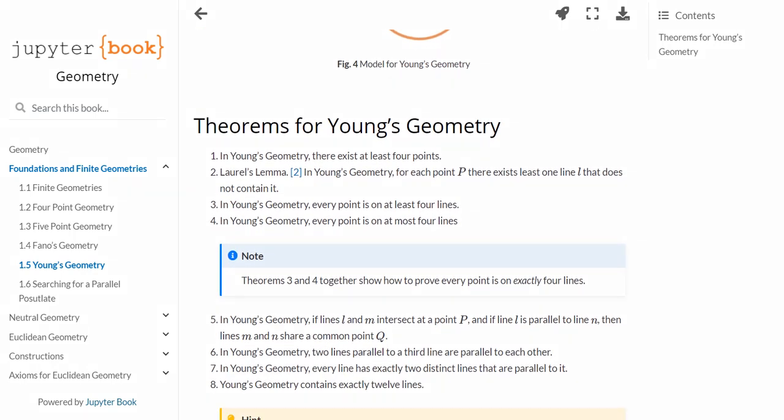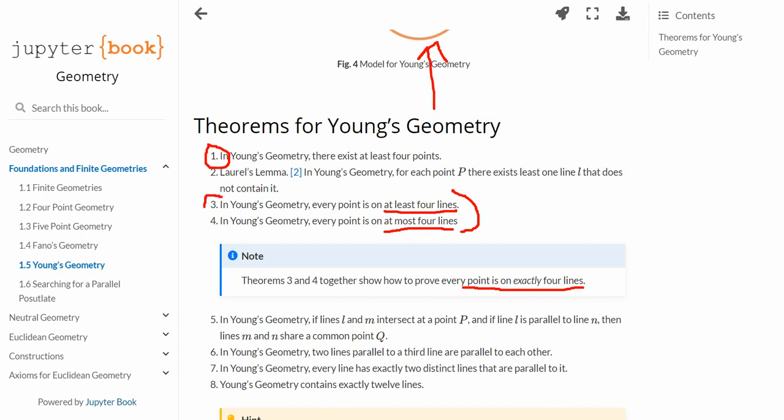There is already a video out showing you how to create this graphic up here, and also proving the first theorem in Young's geometry, that there are at least 4 points in the geometry. So this is interesting. We find out that every point is on exactly 4 lines. This is an important technique. When I want to show that every point is on exactly 4 lines, the way that we usually do that is we get at least 4 lines on each point, and then we assume there's more than 4 lines and find a contradiction.